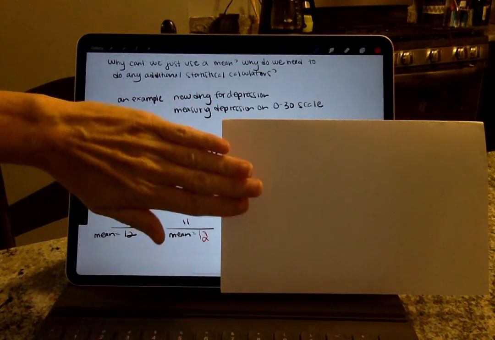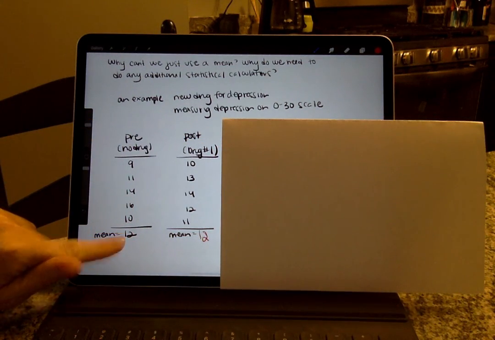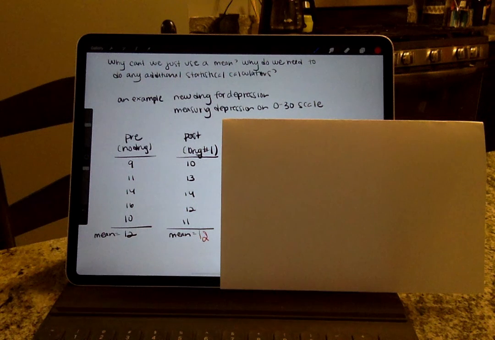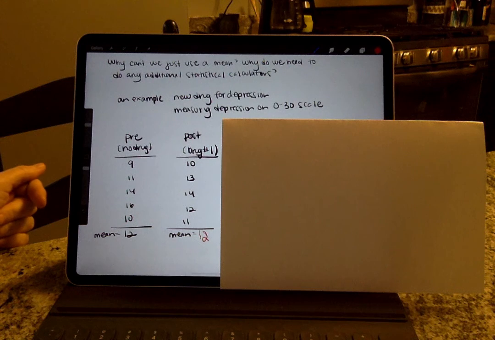All right, so assume that we were not looking at the data and we were just looking at the means. The mean pre-drug score was a 12. The mean post-drug score was a 12. Would we say that this drug cured their depression or helped their depression? Looking at the mean, absolutely not.